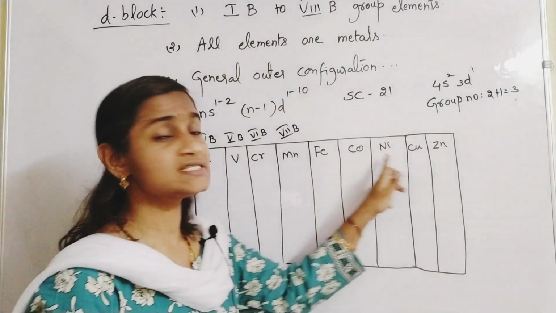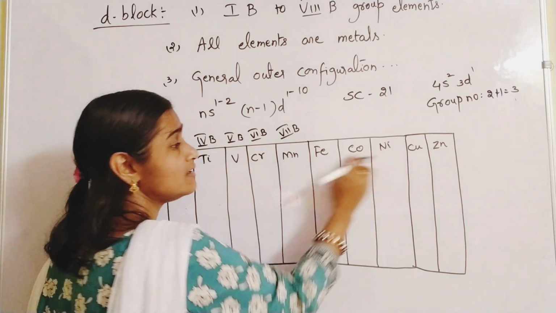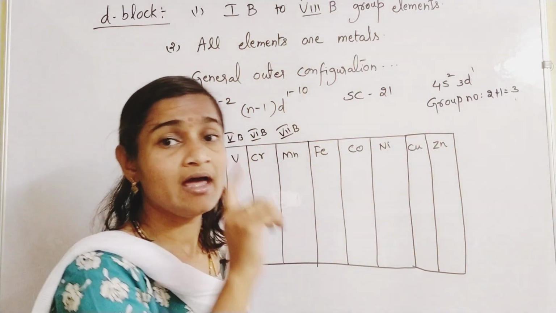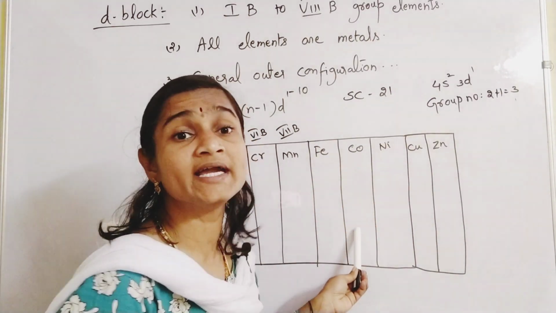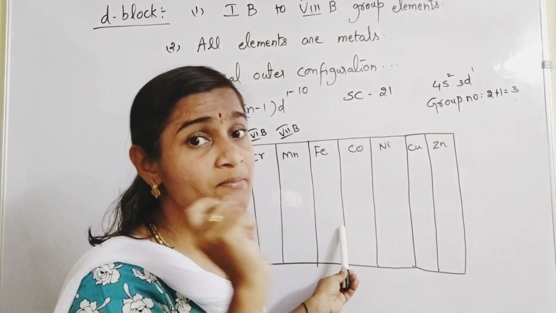And as we have discussed in the previous video, for iron, cobalt, nickel, if you add the top numbers, for the iron group you will be getting 8. For the cobalt group, you will be getting 9. But still it is placed under the 8th B group only.